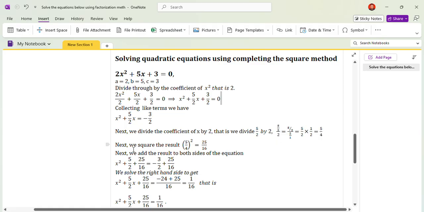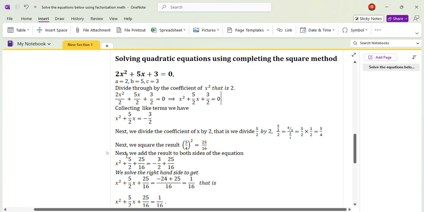Then next, we square the result. The result we got when we divided 5 over 2 by 2, which is 5 over 4, we square it. That will give us 5 over 4 squared. Removing brackets, that will be 5 squared over 4 squared, which is 25 over 16.